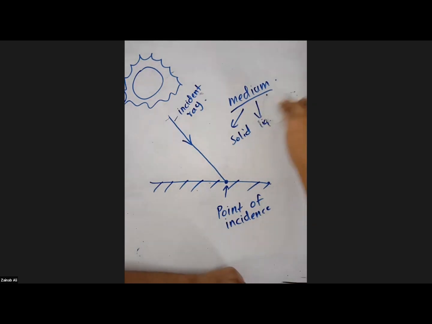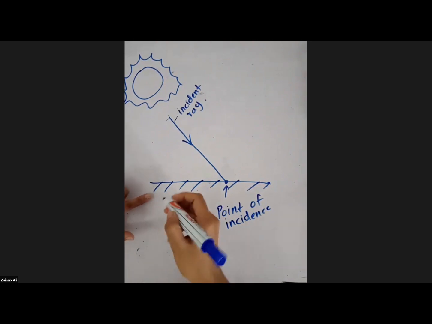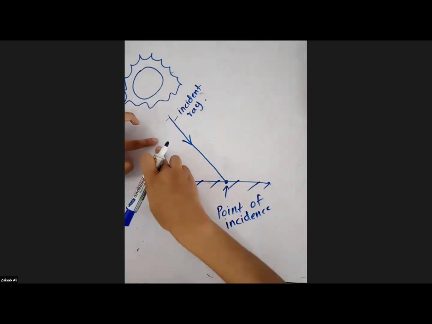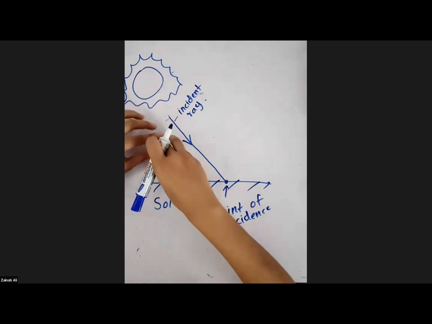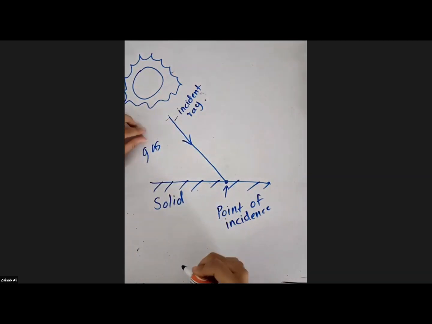Now tell me, what is the medium of this plane mirror? Is it solid? Is it liquid? Or is it gas? Yes, Sharaf, very good. Amna Rahim, correct. So this plane mirror is a solid medium. And what is the medium here? This is air, right? Gaseous medium. Very good. So this is going to be a gaseous medium.